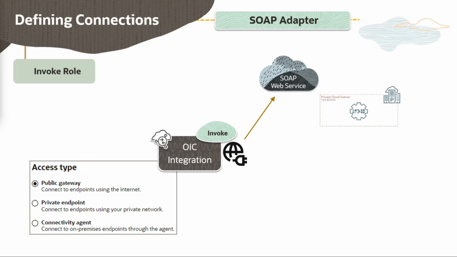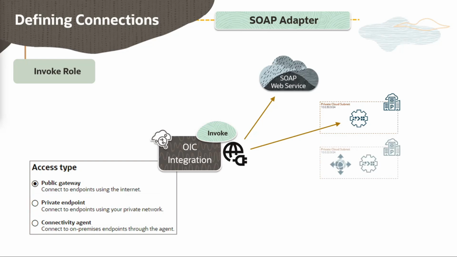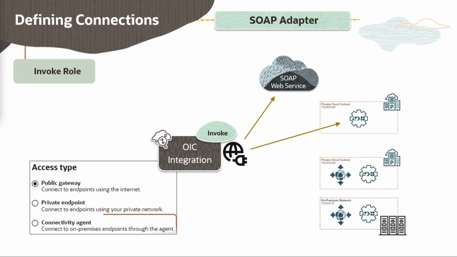However, if the service is running in a private cloud network, you can connect directly, but only if your OIC service administrator has set that location as a private endpoint for your OIC instance. Otherwise, the only other way to access a private service, either in the cloud or on premises, is via an installed connectivity agent. In this case, you'd select that option, then indicate which agent group will be used.